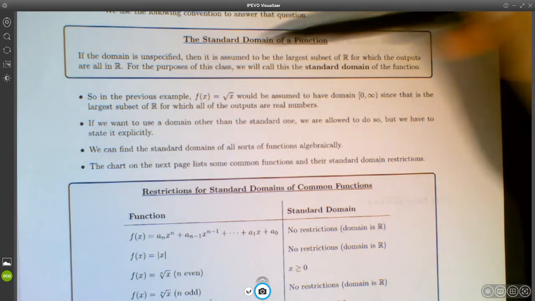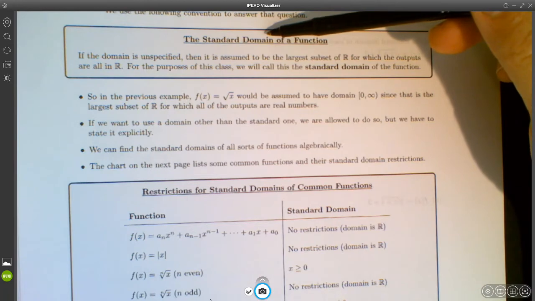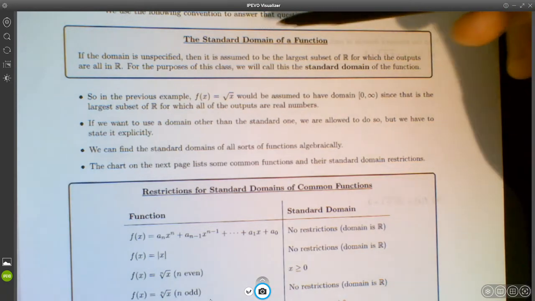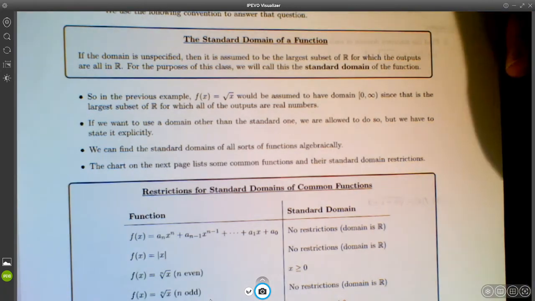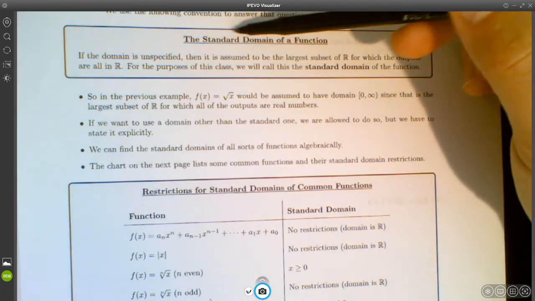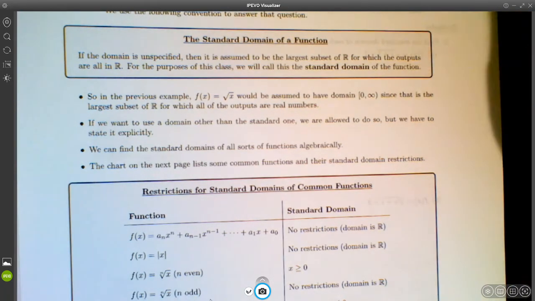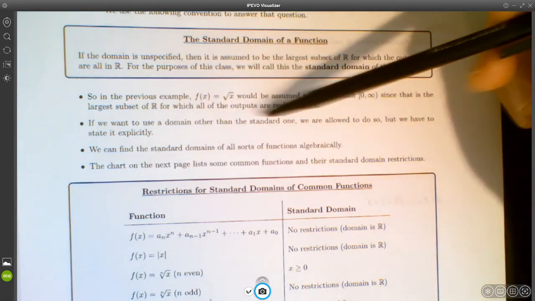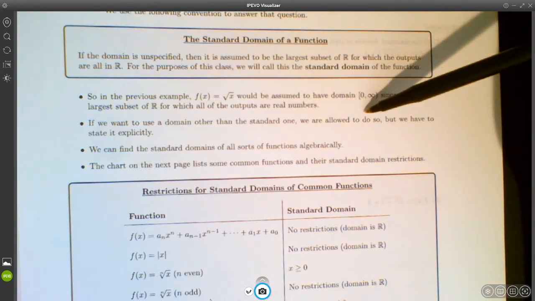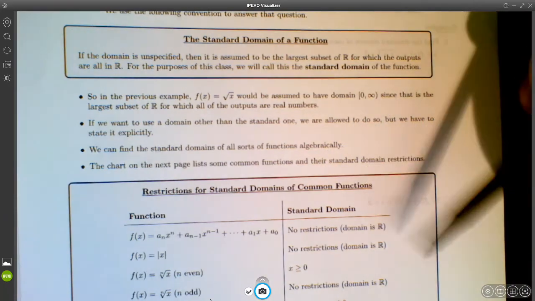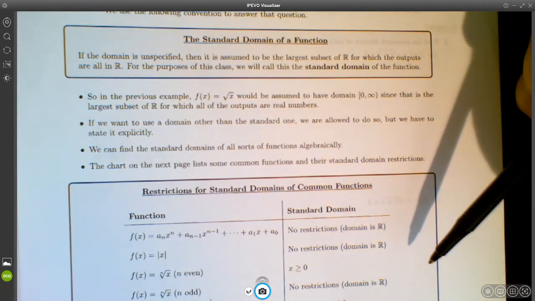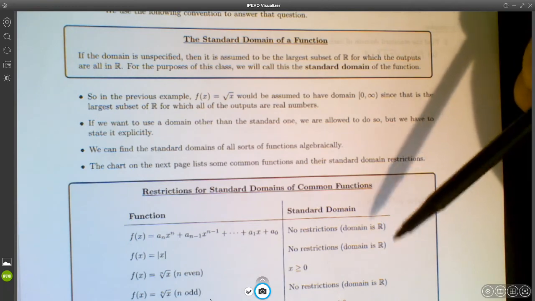As far as I know, nobody else uses the phrase standard domain. I'm just using it to distinguish between what the domain of a function could be and what we intend the domain of the function to be in calculus, right? And so the intended domain is what I'm calling the standard domain. Now, if we want to use a domain other than the standard domain, we're allowed to do that. We just have to state it explicitly so that we're clear that we're not using the standard domain anymore. We're using a different domain. Okay?